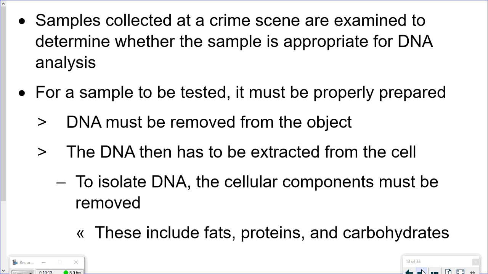Samples collected at a crime scene are examined to figure out whether the sample is appropriate for DNA analysis. So they can't just test everything for DNA. So they really have to be able to prepare a sample in order to test it for DNA. So if DNA is on an object, say it's on a shirt or a rug, it has to be removed from that object first. The DNA has to be extracted from the cell. So they actually have to get rid of all other cellular components other than the DNA. So they'll get rid of all the fats, proteins, and carbs.